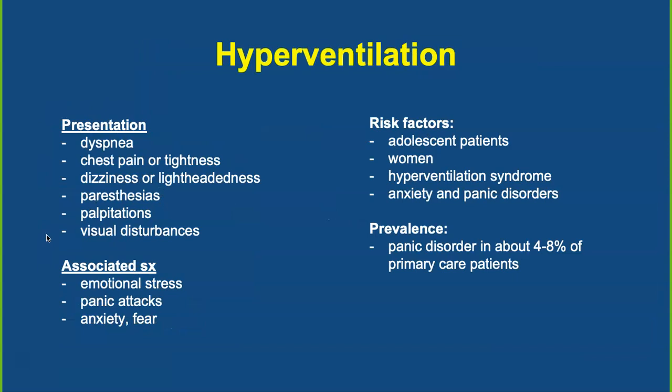Next, we'll talk about hyperventilation. So patients might be complaining of dyspnea or chest tightness. It's often associated with things such as emotional stress, panic attacks, anxiety, and fear. So this is more common in adolescent patients, tends to present in women as well. People with hyperventilation syndrome and people with anxiety and panic disorders. And just for prevalence, panic disorder is present in about 4 to 8% of all primary care patients. But typically you'd be able to tell this from the history of hyperventilation.